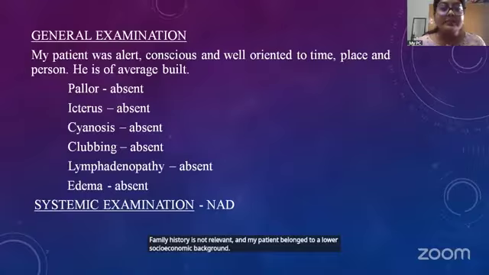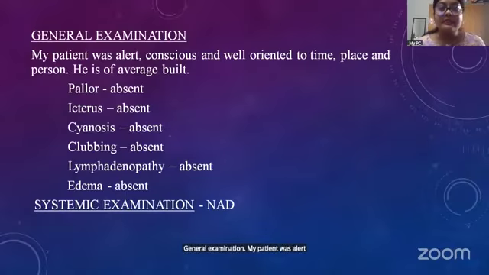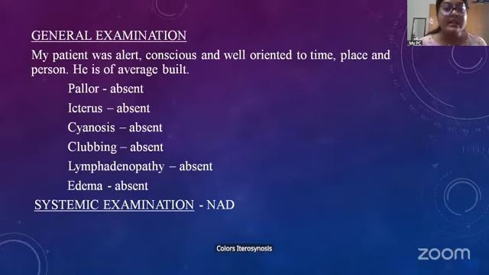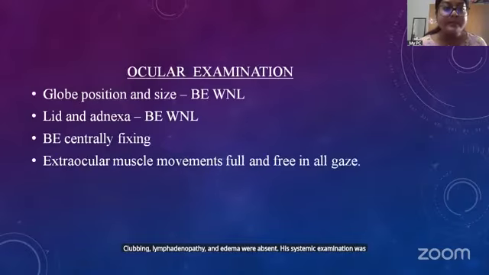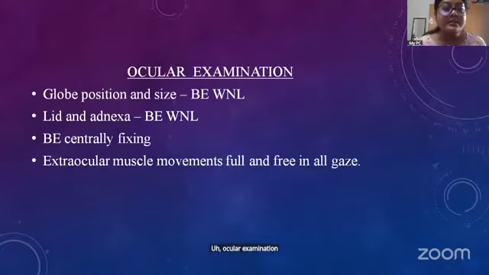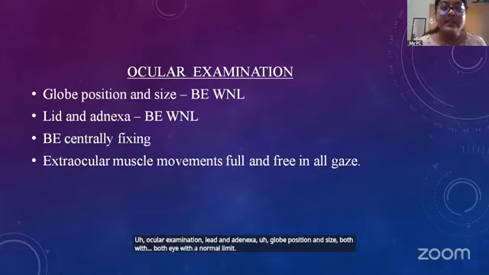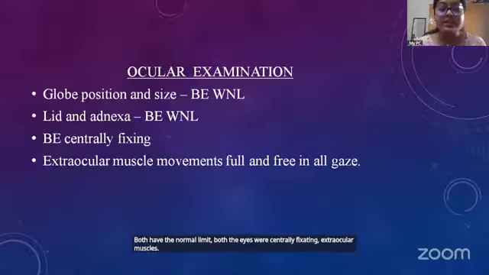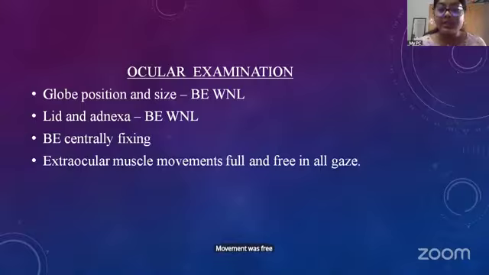General examination. My patient was alert, conscious, and well oriented to time, place, and person. He is of average build. Pallor, icterus, cyanosis, clubbing, lymphadenopathy, and edema were absent. His systemic examination was within normal limit. Ocular examination: lid and adnexa, globe position and size, both eyes within normal limit. Both the eyes were centrally fixating. Extraocular muscle movement was free and full in all gaze.